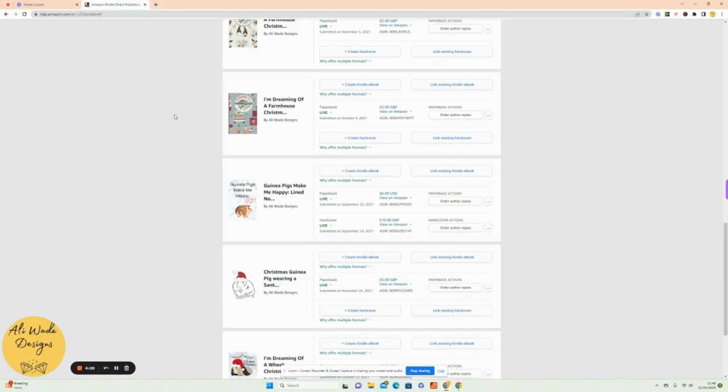Which is the very first book you published on Amazon KDP? Mine is this Guinea Pig Notebook, which I've only sold a few copies of, but I still love the design.